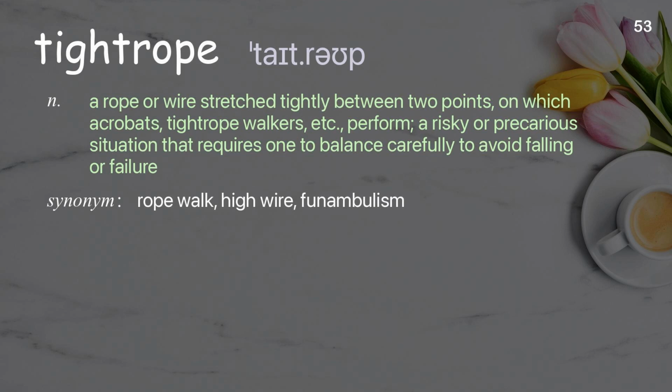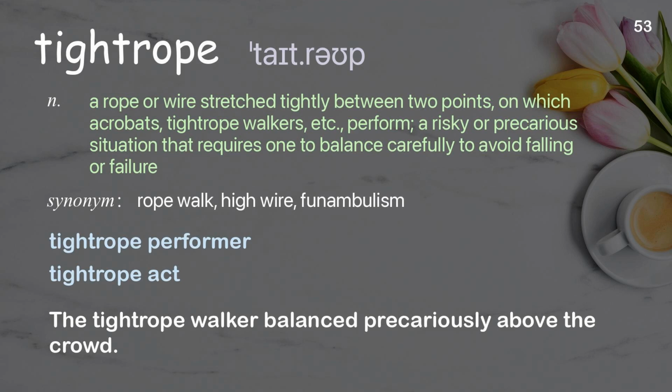Tightrope. A rope or wire stretched tightly between 2 points, on which acrobats, tightrope walkers, etc., perform; a risky or precarious situation that requires one to balance carefully to avoid falling or failure. Examples: Tightrope performer. Tightrope act. The tightrope walker balanced precariously above the crowd.